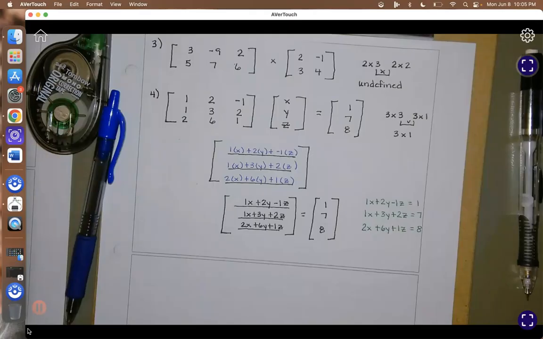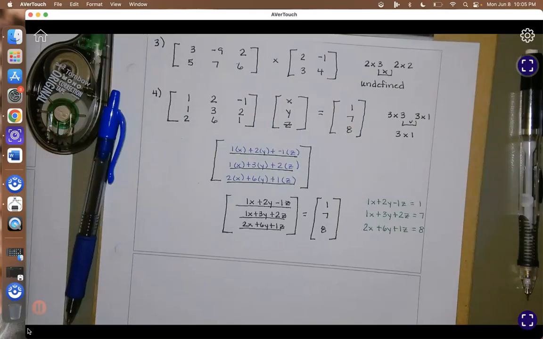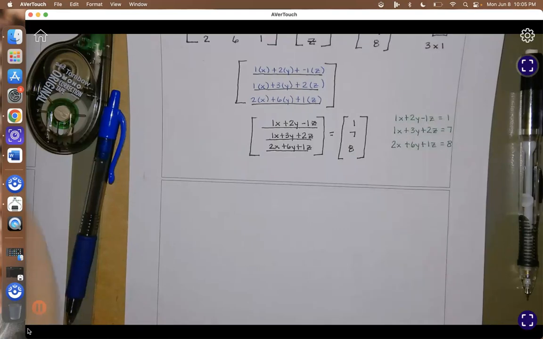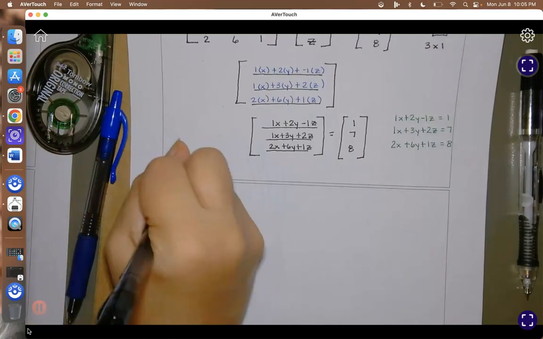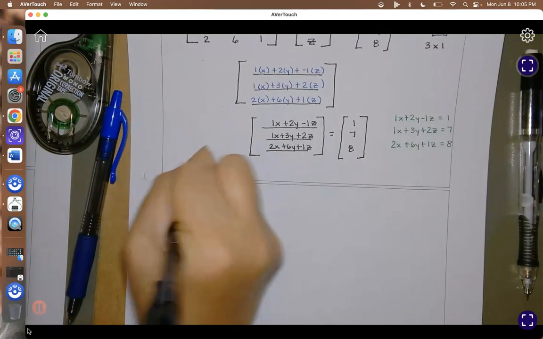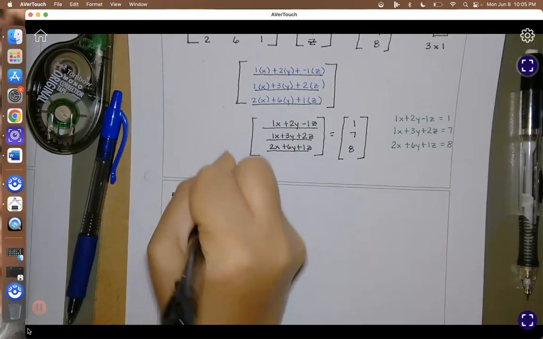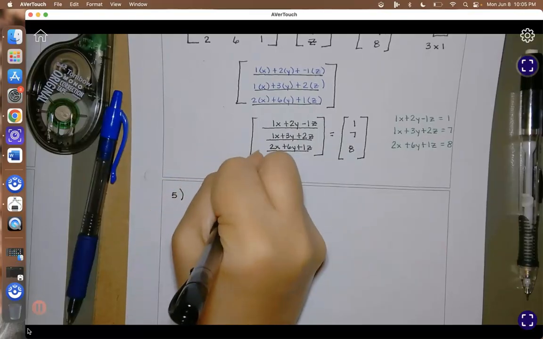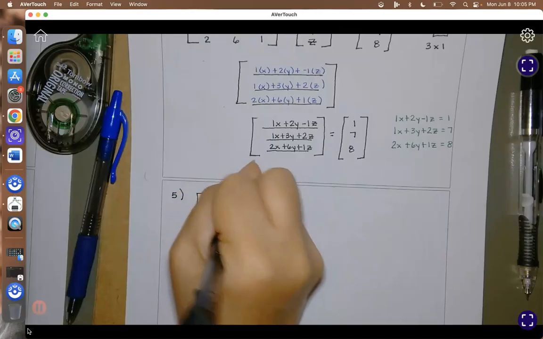All right. If you need to pause that, feel free to do that. If you need to rewind it, feel free. All right, problem 5. We have 0, negative 1, 1, and 0.